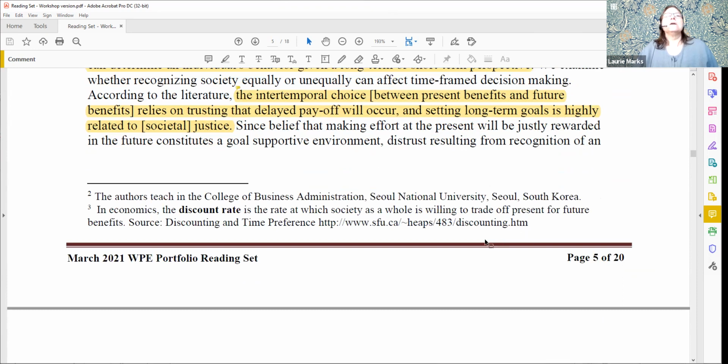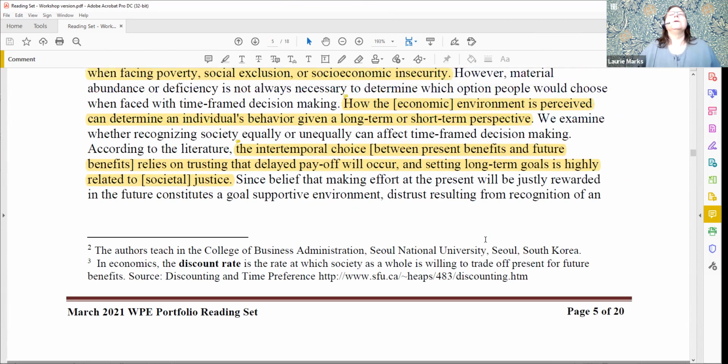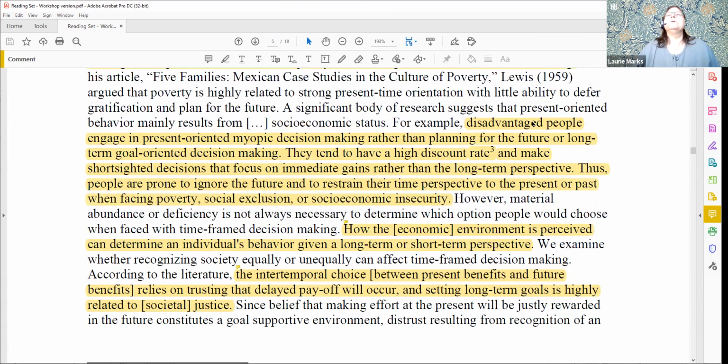And we found this online for you. In economics, the discount rate is the rate at which society as a whole is willing to trade off present for future benefits. So when they say that people who are disadvantaged tend to have a high discount rate, what they mean is that they tend to make these short-sighted decisions that focus on immediate gains. If they had a low discount rate, then presumably that would mean that they're taking a more long-term perspective.